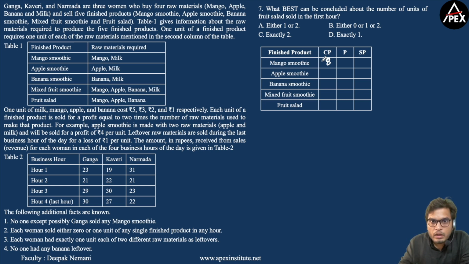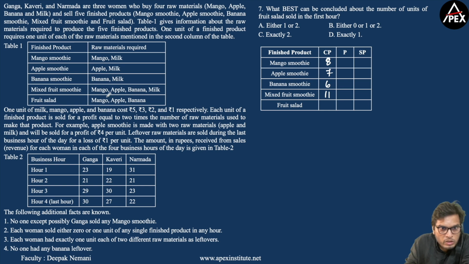Now similarly, cost price of apple smoothie would be 5 plus 2, 7. Banana smoothie, 5 plus 1, 6. Now mixed fruit smoothie. So the raw materials used are mango, apple, banana and milk. So 3 plus 2 plus 1, which is 6, 6 plus 5, 11. And fruit salad.